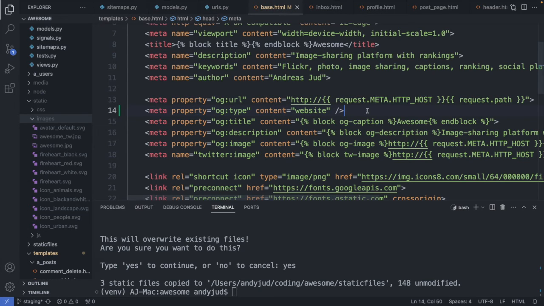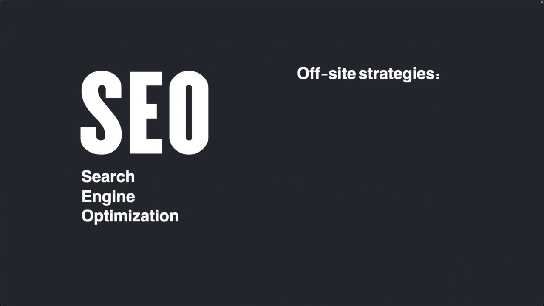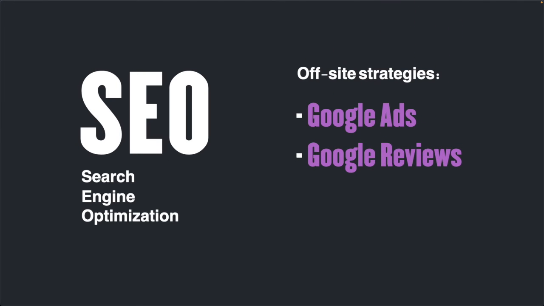Now we set up our website pretty well for SEO in our web app. I just want to mention a few off-site strategies as well, which can improve the ranking. For one, Google Ads, which can drive traffic to the site and improve visibility. We have Google Reviews. Positive customer reviews will make the site trustworthy and increase the click-through rate. And also writing articles and having a link to the website will signal to search engines that the website is relevant.